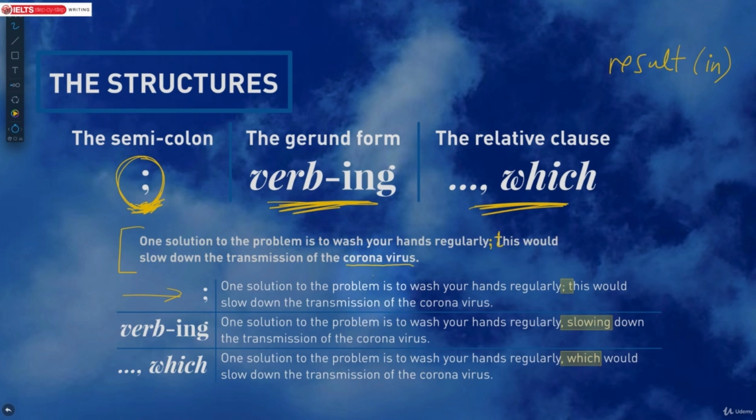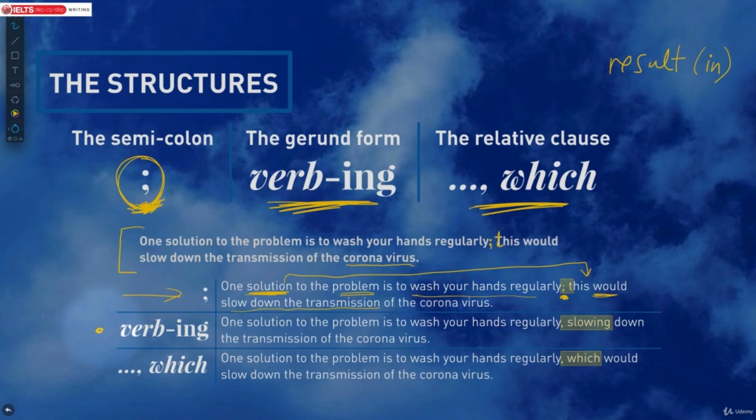So remember, as I said, this video is designed to show you how to give a problem and then give the result of the problem, or the result of, in this case, the solution. So here's the solution and here's the result of the solution. Okay, so if I use a semicolon, I'm showing that there's a connection between this solution and this result of that solution. By doing this thing, by washing your hands regularly, you will slow down the transmission. Okay, so semicolon, first, most basic thing.